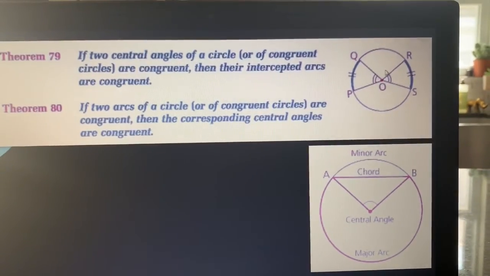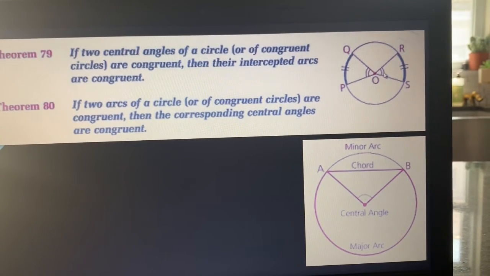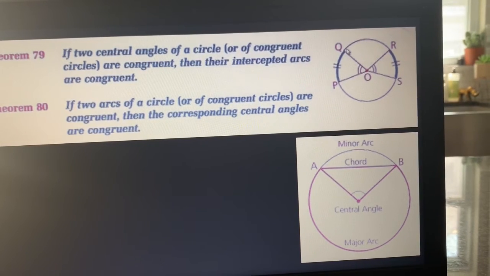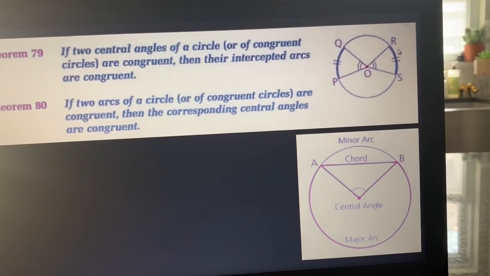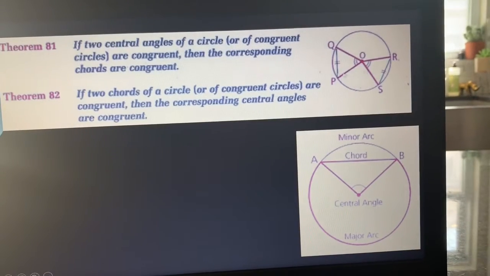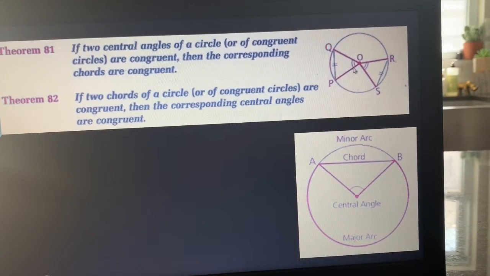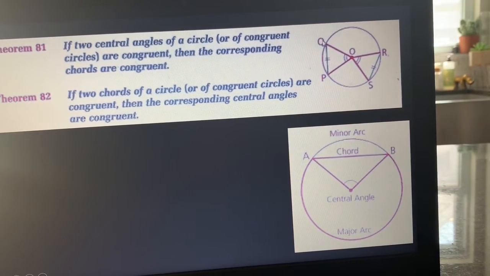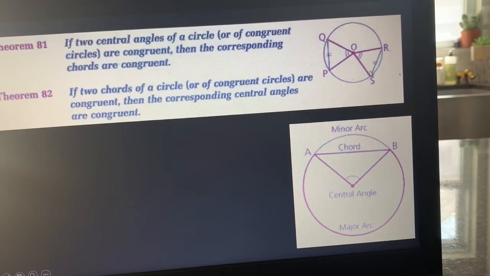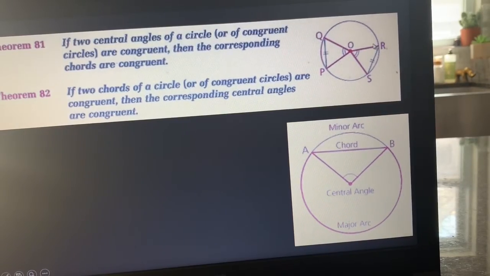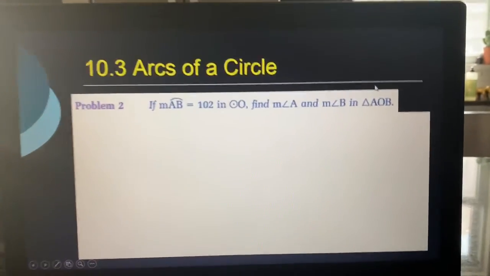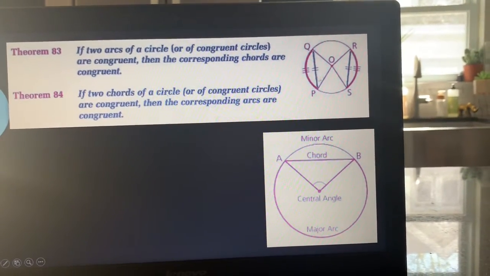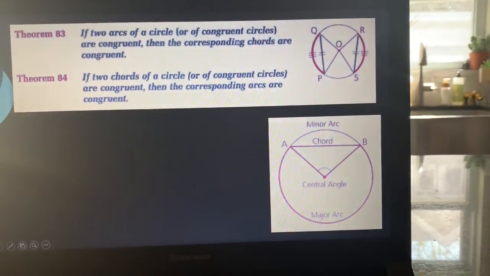Now, these are very closely related. Look, central angles congruent, arcs congruent. Notice the chord would be right here. Do you see it? So if these two central angles are congruent, the chords are congruent, but the arcs are also congruent. Look at arc PQ, it's congruent to arc SR. And that's basically what this last pair of theorems is saying. So you get that all of them are congruent.